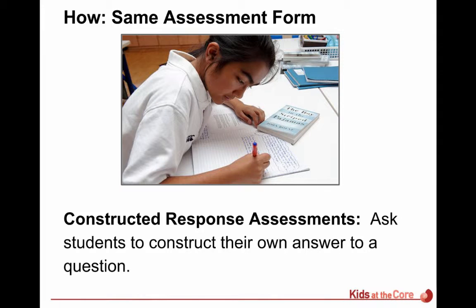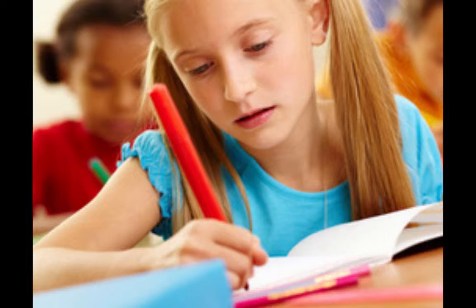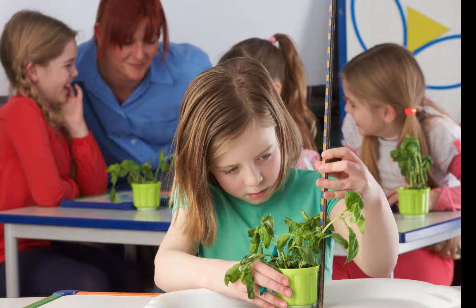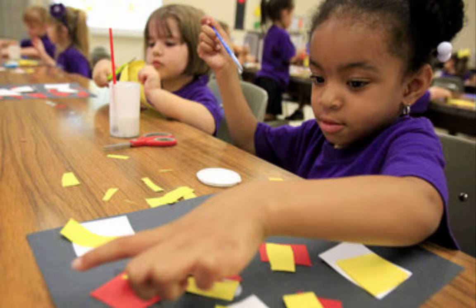The constructed response assessment is when we're asking a student to write their own response. So it could be solving a math problem and showing their work, or it could be writing a short answer to a question, and this is where the student's constructing their own answer. The performance assessment is when we ask students to demonstrate their understanding by doing something, and it may be creating a product, it may be performing a piece of music, it may be giving a speech, engaging in a discussion, but this typically is when the student's doing something to show you their understanding of that topic.